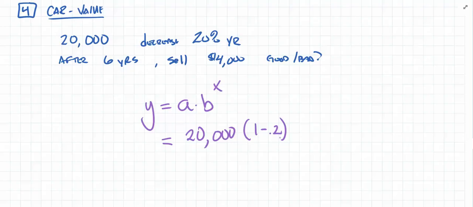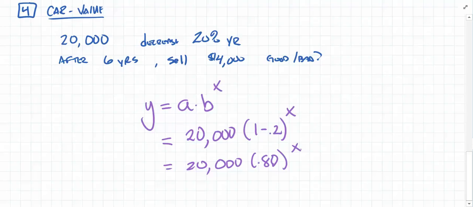So that's really 20,000, right? What's 1 minus 0.2? $1 take away 20 cents. How am I left with? 80 cents. I'm left with 80 cents. So 0.80, all to the x. You see where that came from? Yeah. Good.